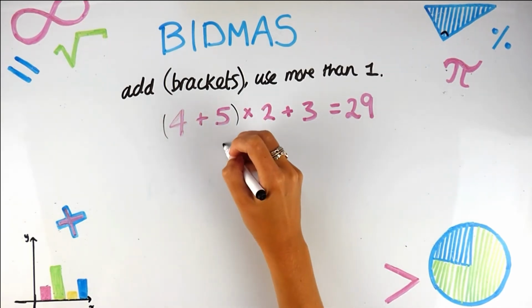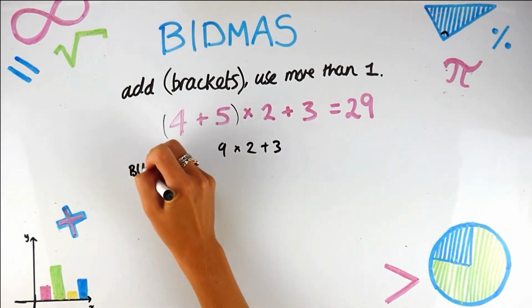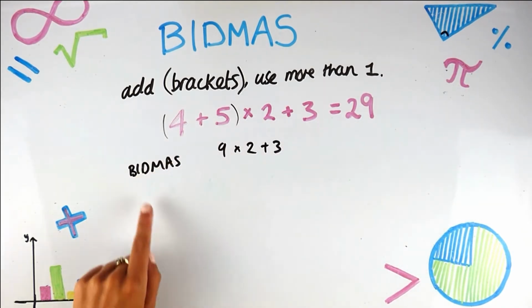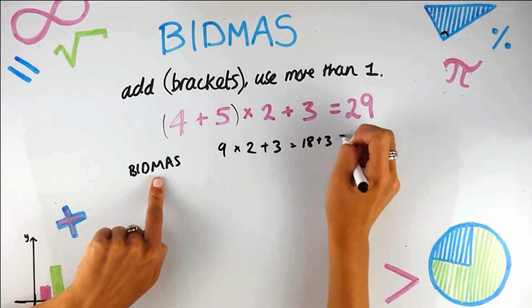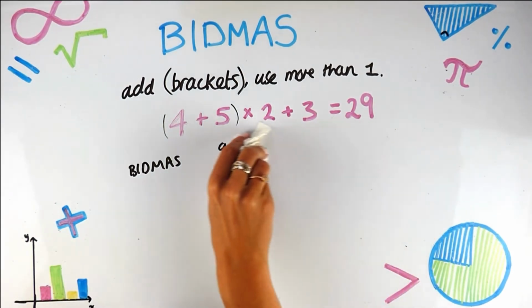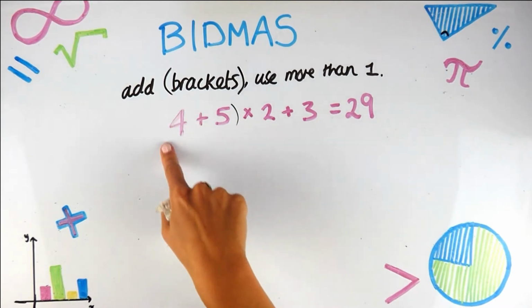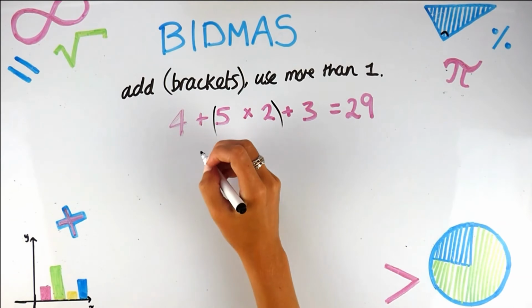4 plus 5 would be 9, multiplied by 2 plus 3. Using BIDMAS rules, I would then have to do multiplication, which would be 18 plus 3, which is 21. That doesn't equal 29. Look at me on the whiteboard. Pretend I never tried that. Let's change the brackets. Let's put them on these two.